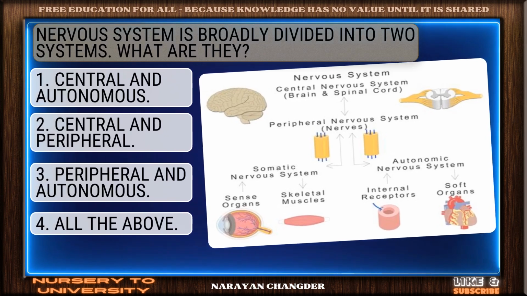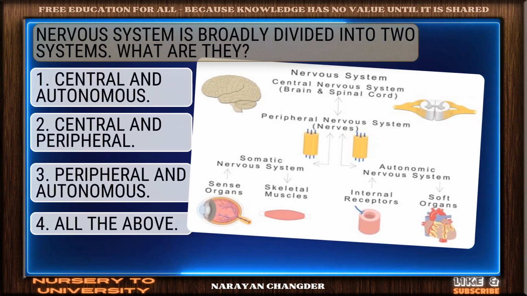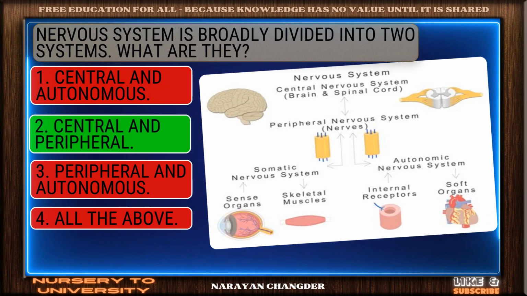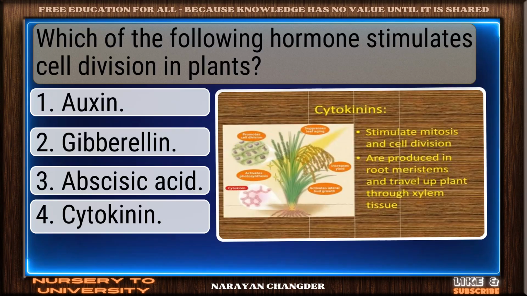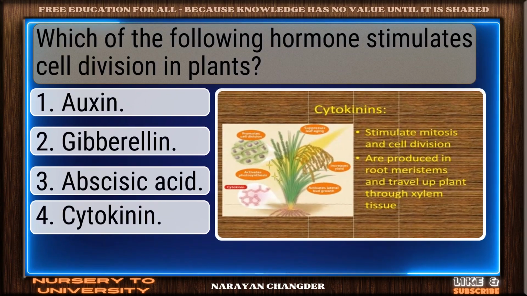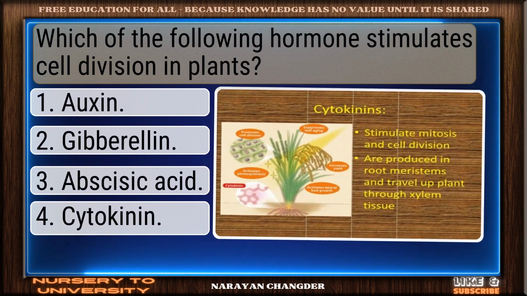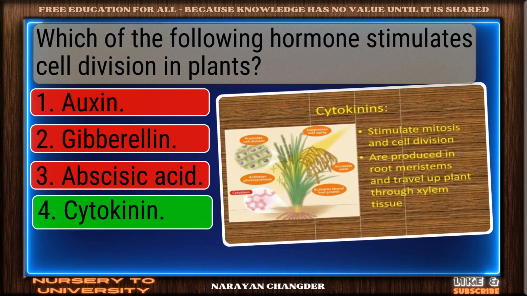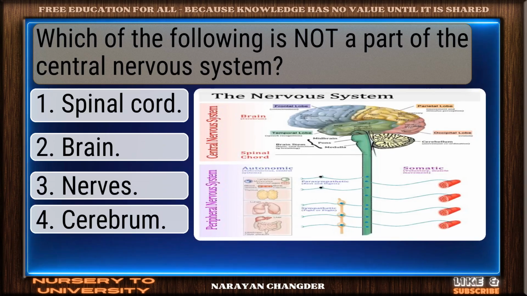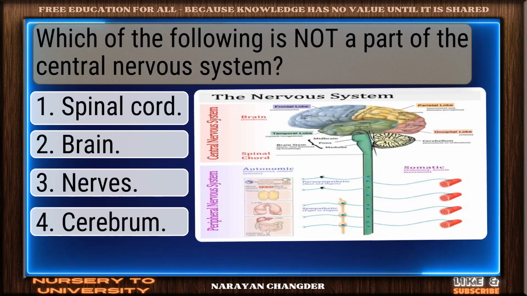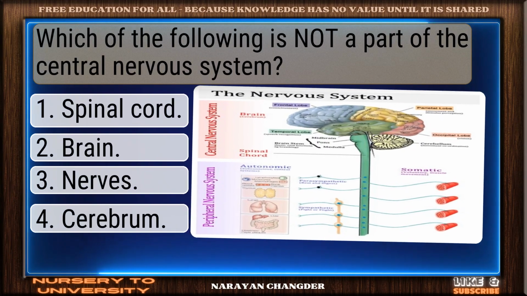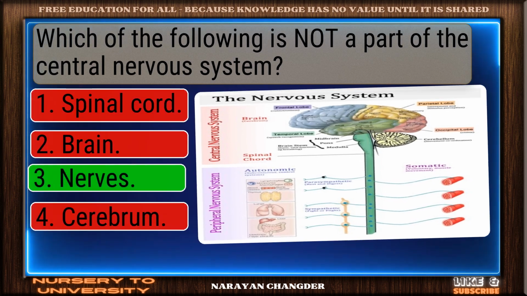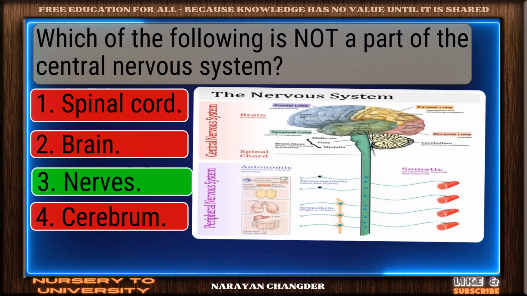Nervous system is broadly divided into two systems. What are they? Great job. Central and peripheral is accurate. Which of the following hormones stimulates cell division in plants? Right again. Cytokinin is valid. Which of the following is not a part of the central nervous system? A. Well done. Nerves is right.